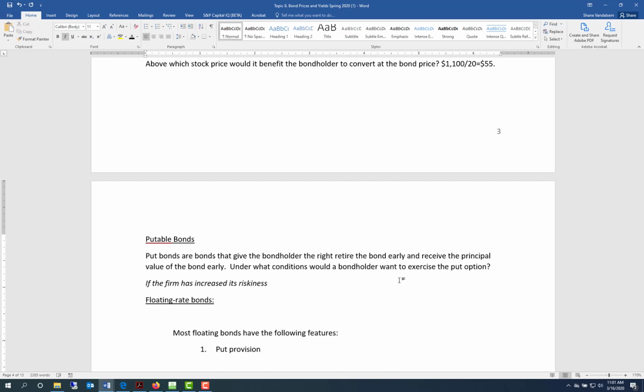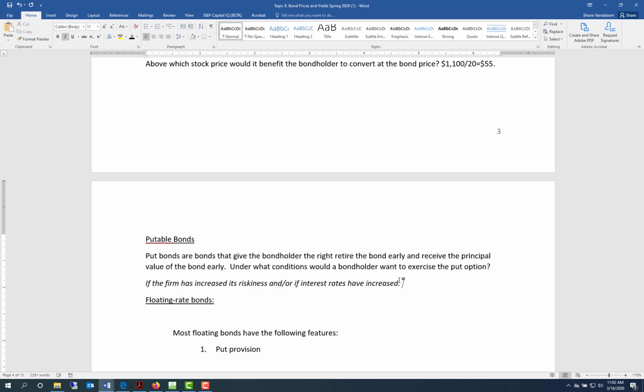So if the firm has increased its riskiness and/or if interest rates have increased, because both of these things are going to increase the yield to maturity on the bond, and that's going to lower the bond price.